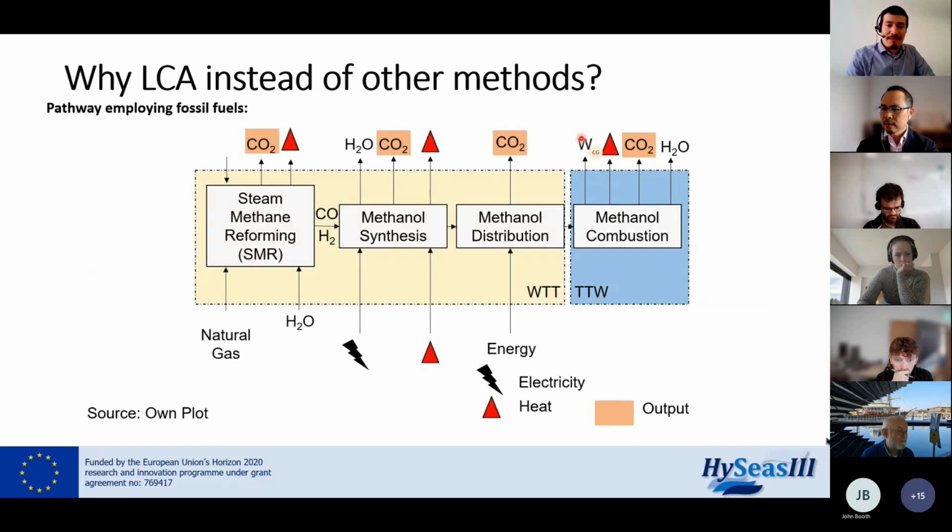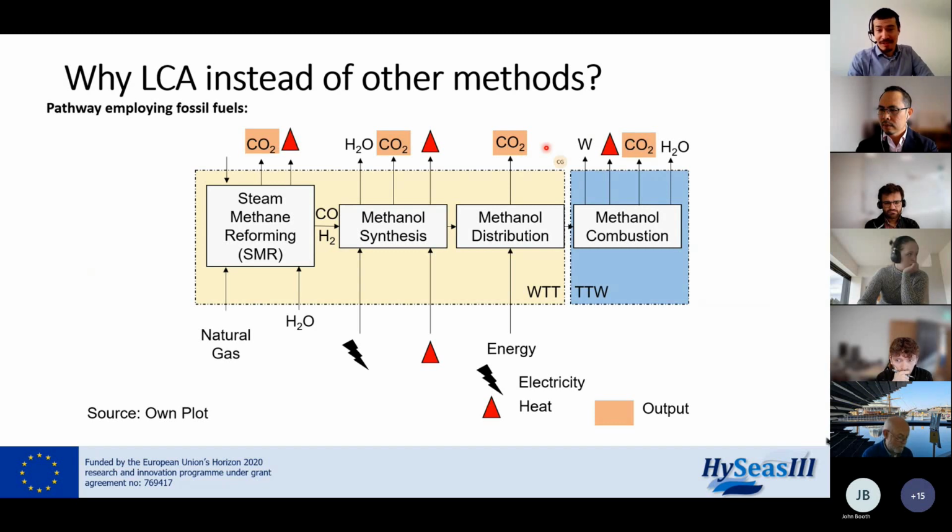And the traditional picture for producing methanol is like this. So we have natural gas and we have water. With that, we produce synthesis gas. And then in a reactor, methanol is produced. And then that's distributed, transported, and then could be used as bunker onto a ship. And of course, we have CO2 outputs in each of those life cycle stages or phases.